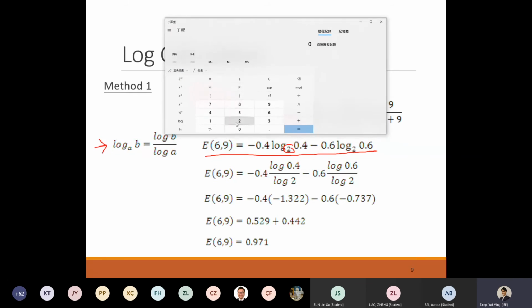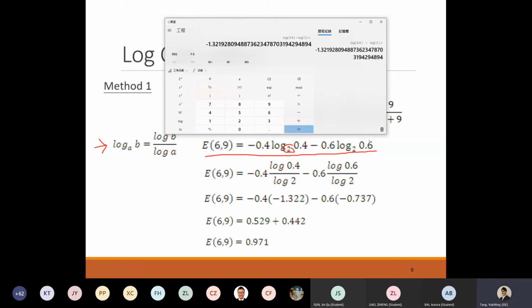So log 0.4 is equal to around negative 0.4, and divided by, sorry, divided by log 2. So we get minus 1.322. Okay, so minus 1.322.